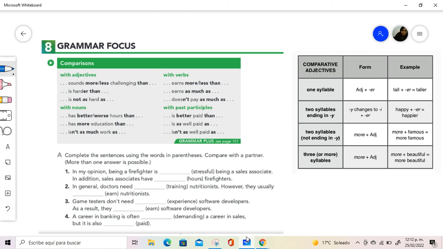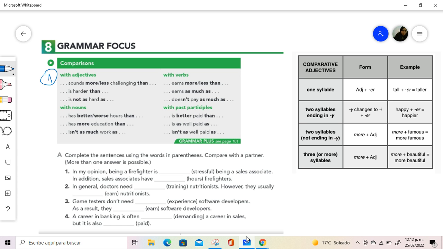In this unit, in this lesson, we are working with comparisons. Over here, we have four ways of making comparisons when we say something. First of all, we have comparisons with adjectives. It is convenient to recall the rules that we have for the adjectives.